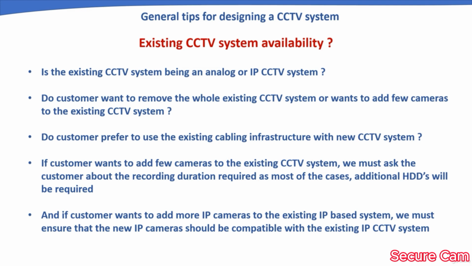Existing CCTV system availability. If a customer already has a CCTV system available, we should be clear about the following points. Is the existing CCTV system an analog or IP CCTV system? This will help a CCTV system designer to select the new CCTV system type, whether it should be an analog or IP based system. Second, does the customer want to remove the whole existing CCTV system or add a few cameras to the existing CCTV system? Next point is, does the customer prefer to use the existing cabling infrastructure with the new CCTV cameras or NVRs?